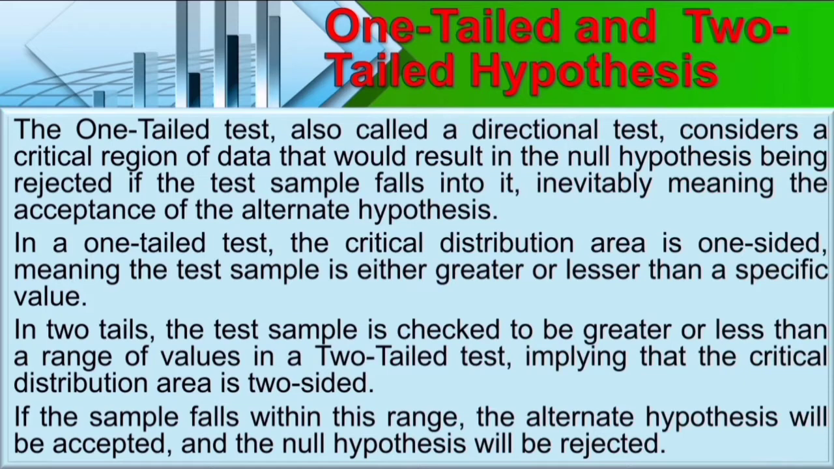In a one-tailed test, the critical distribution area is one-sided, meaning the test sample is either greater or lesser than a specific value. In a two-tailed test, the test sample is checked to be greater or less than a range of values, implying that the critical distribution area is two-sided. If the sample falls within the range, the alternate hypothesis will be accepted and the null hypothesis will be rejected.